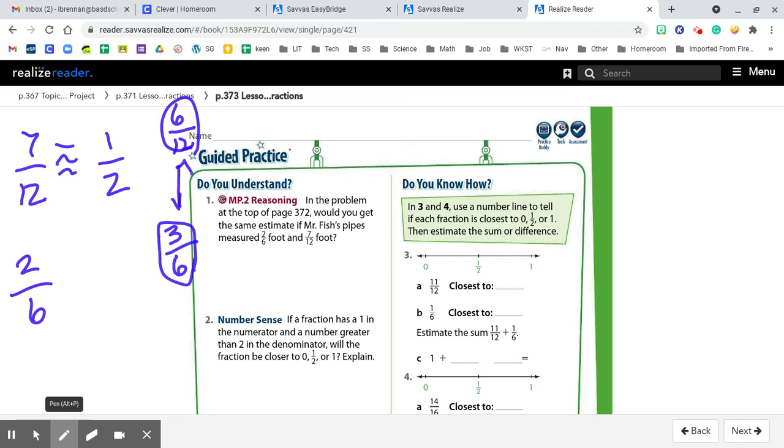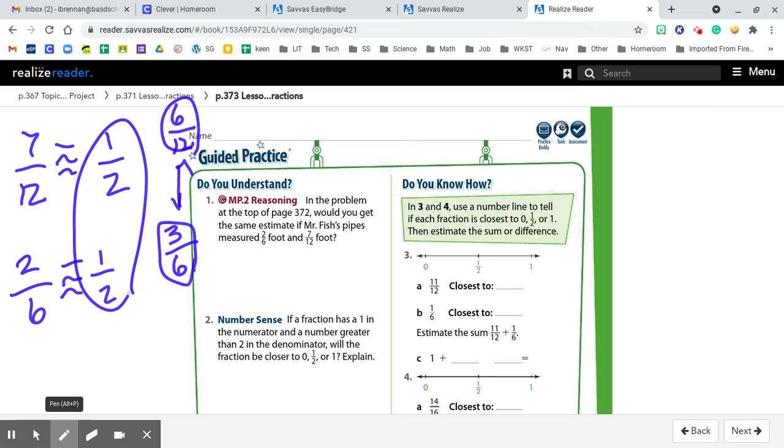So 2/6 is close to a half, and 7/12 is close to a half. So that is kind of close to a half. If you were to add those together, you would get a whole. So would you get the same estimate? 2/6 is close to a half, and 7/12 is close to a half. So the estimate would be about 1 foot of pipe.